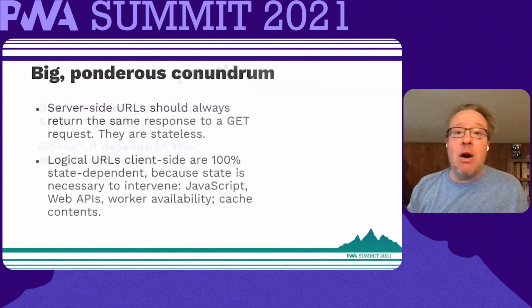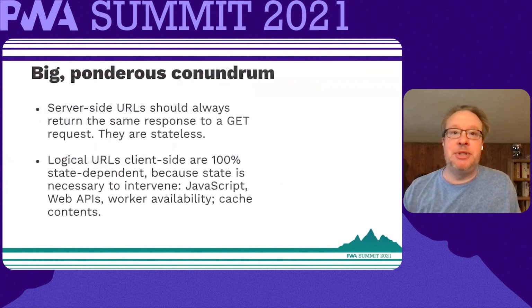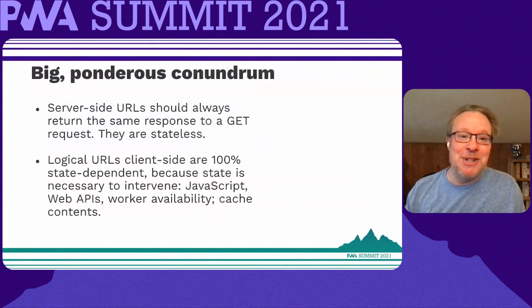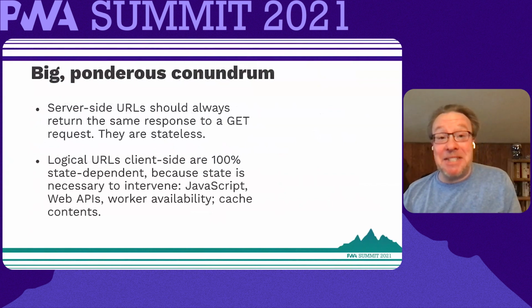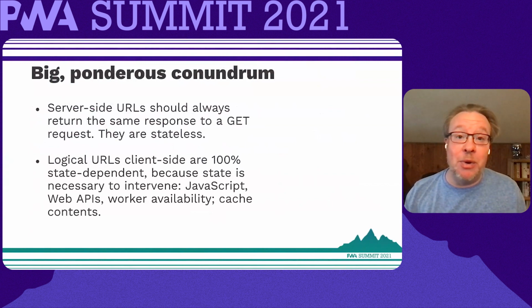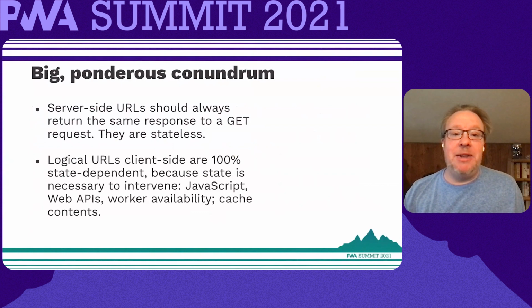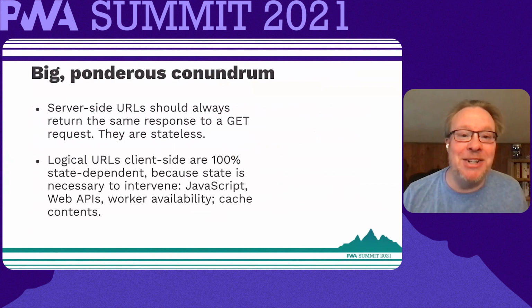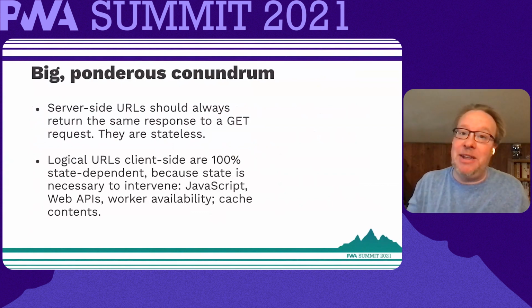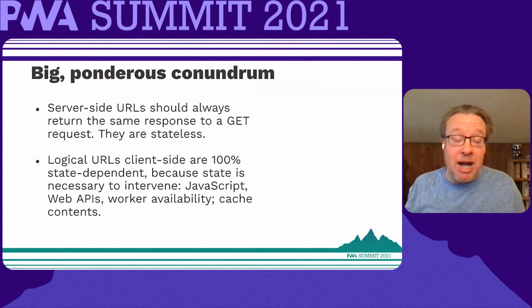Right? And so our conundrum here is that server-side URLs should always return the same response to a GET request. This is basic HTTP. A GET request to a server is always going to be stateless. The problem is that on a client, it's completely the opposite. If we're using logical URLs through push state or otherwise, these are always going to be state dependent because the state is necessary for us to intervene so that we can use JavaScript and the cache API, including in a window context, not just a service worker, any other web APIs, and of course our cache contents as well.